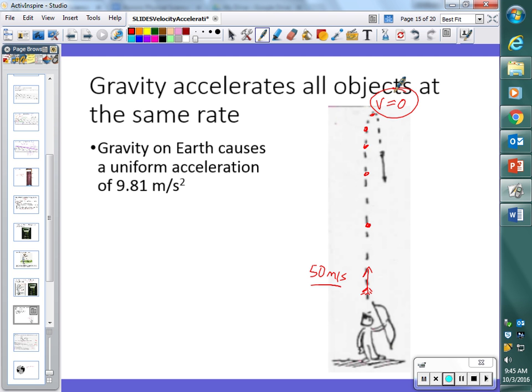So, if this is 5 seconds after we release the arrow, we know that its velocity is 0, but just because it's stopped now, gravity is going to start pulling it down immediately. Right? If I draw the next dot right there, all right? 10 meters per second will be its what, Chris?